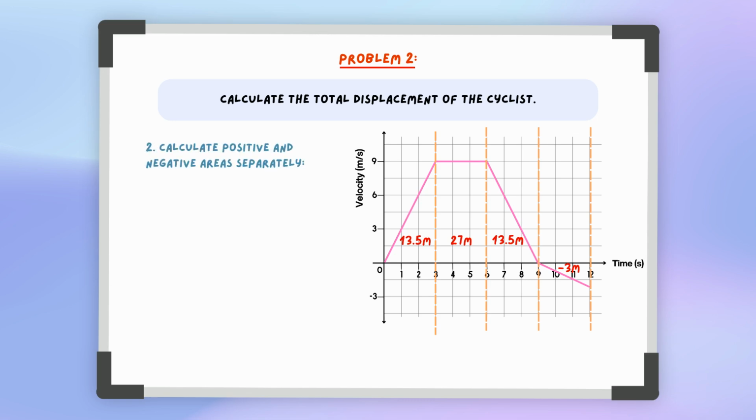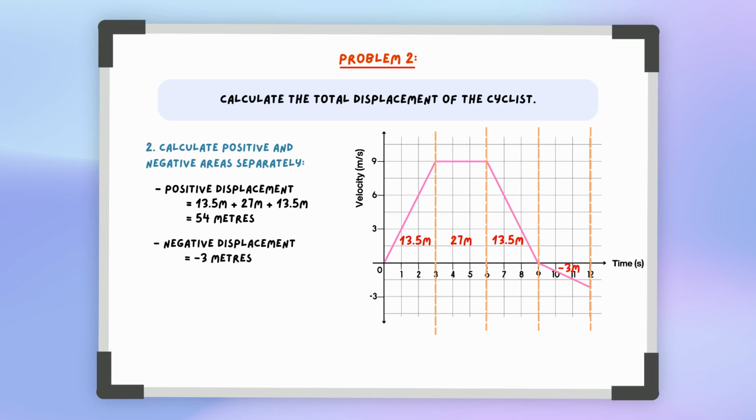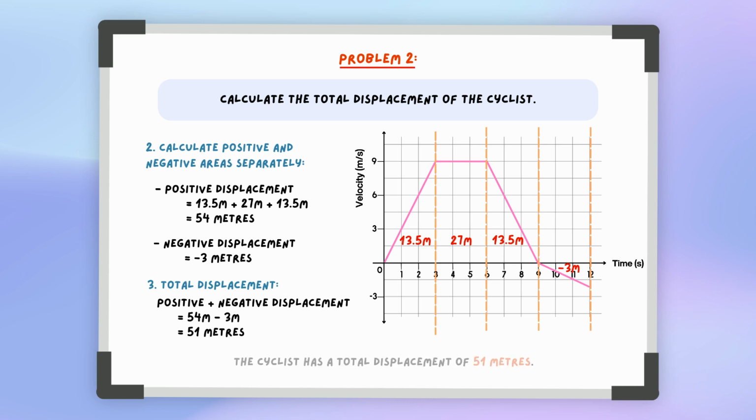We can now calculate positive and negative areas separately. The positive displacement is given by the total area above the time axis. So we get 13.5 plus 27 plus 13.5, which equals 54 meters. The negative displacement is given by the total area below the x-axis, which is minus 3 meters. Using these two totals, we can now calculate the total displacement, which equals the positive displacement plus the negative displacement. So we get a total of 54 minus 3, which is 51 meters. Therefore, the total displacement of the cyclist is 51 meters.